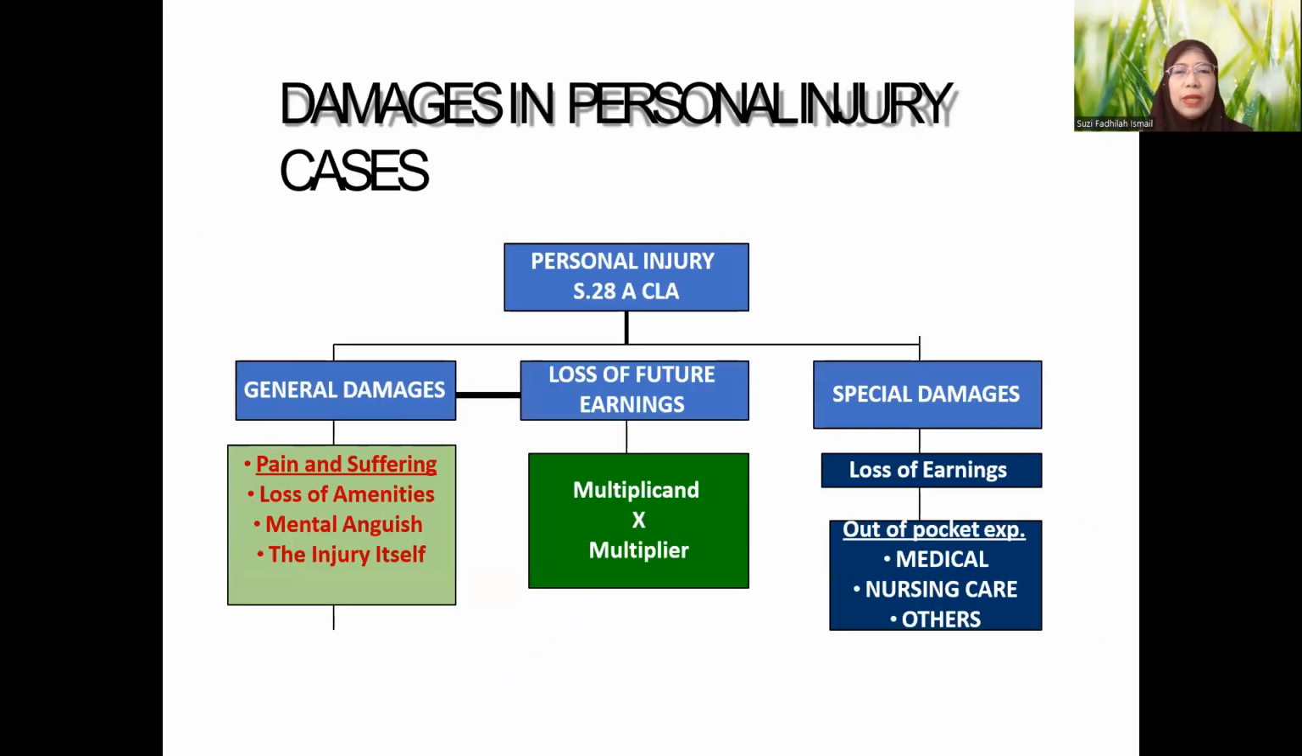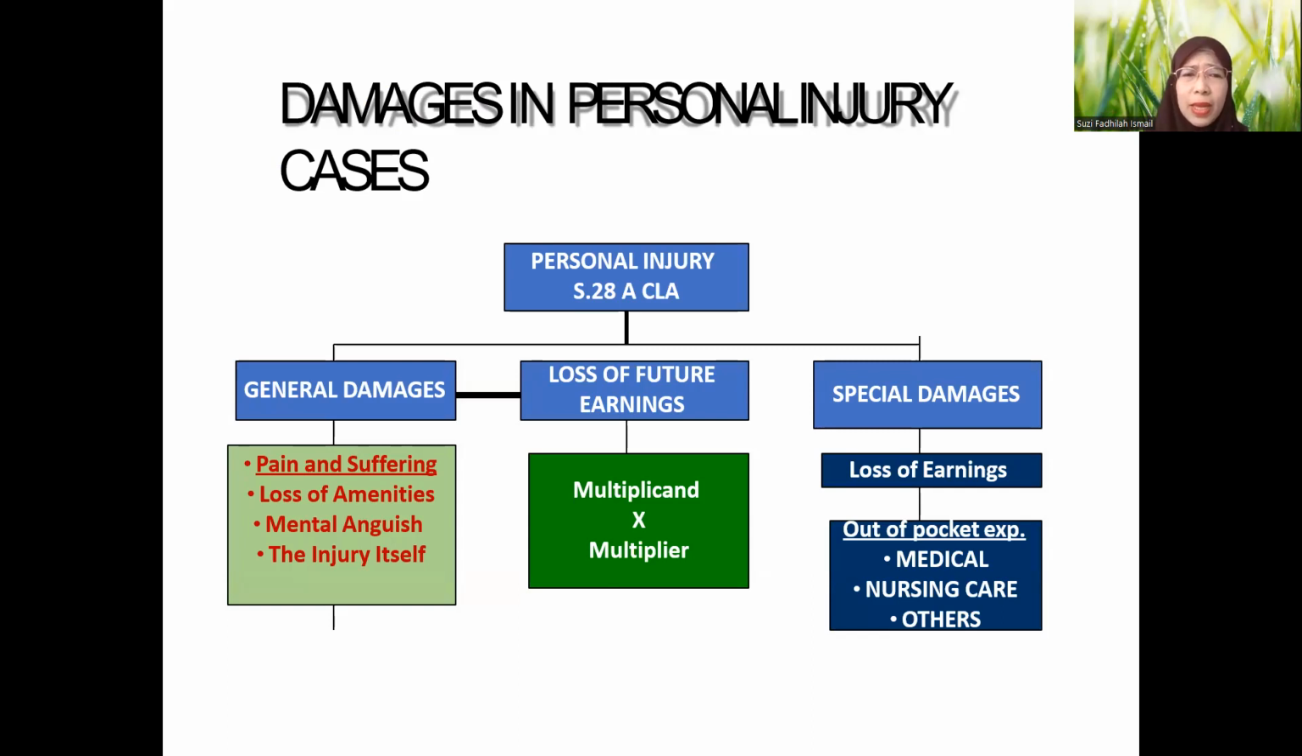This is the chart. We are going to cover everything in the boxes here. The main section is section 28A, as amended, of the Civil Law Act 1956. The first part will be general damages. It covers pain and suffering, loss of amenities, mental anguish, and the injury itself. For the injury itself, we are going to cross-refer to the compendium. After this, I'm going to show it to you, and later I'm going to give you a copy of the compendium.